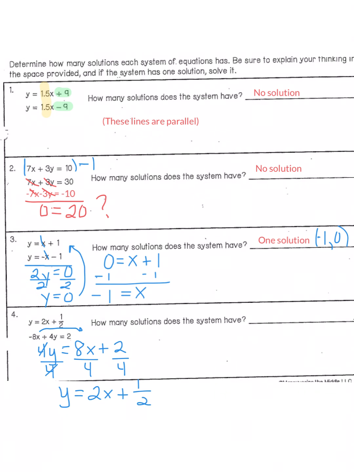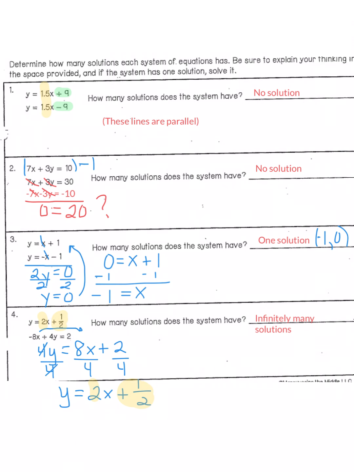Now I compare my two equations. I notice that my first equation has a slope of 2. So does my second equation. I notice my first equation has a y-intercept of positive 1/2. So does my second equation. So I now know that these are the exact same line. So these have infinitely many solutions. And remember, infinitely many solutions means that they are the exact same line.